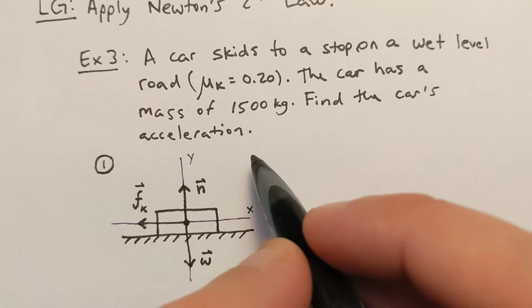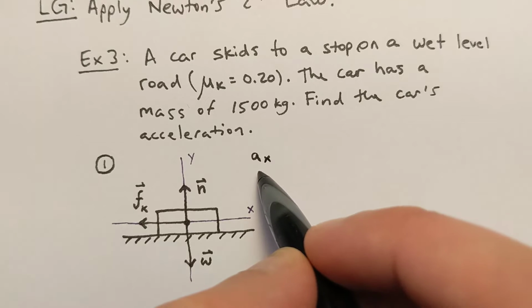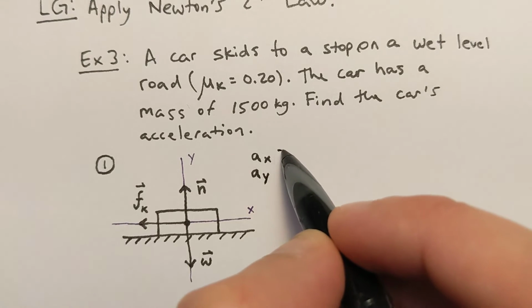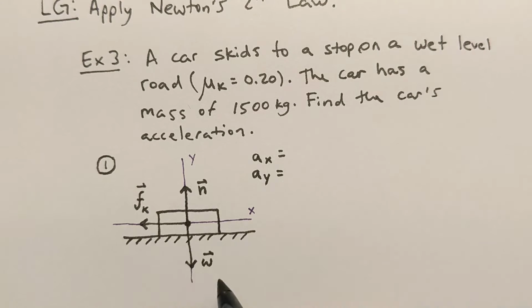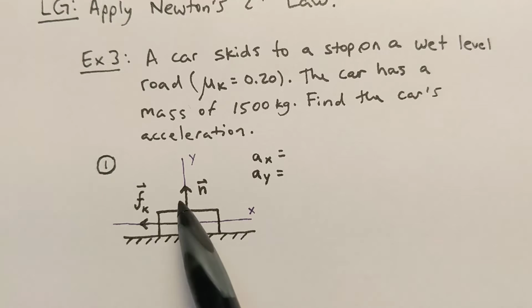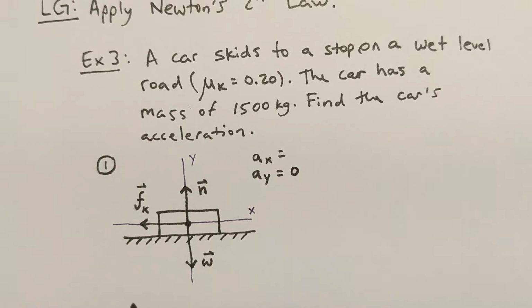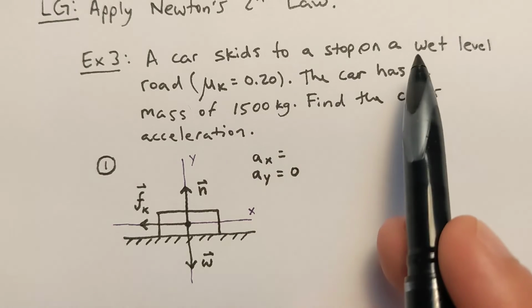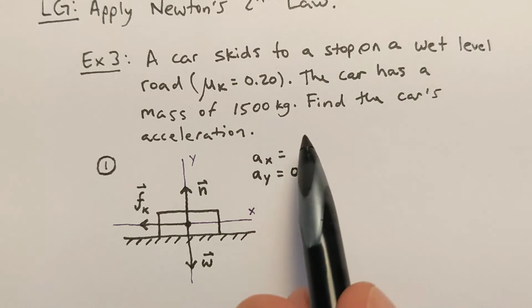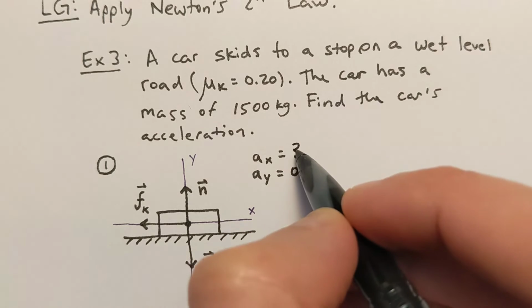We should also ask ourselves, what are the accelerations? So what's the acceleration in the x direction? What's the acceleration in the y direction? So in the y direction, the acceleration is 0 because the car is not speeding up or slowing down. In the y direction, it's not bouncing. In the x direction, there is an acceleration. The car is slowing down. It's coming to a stop. We don't know that acceleration. They're asking us to find it, so we're going to leave this as a question mark.